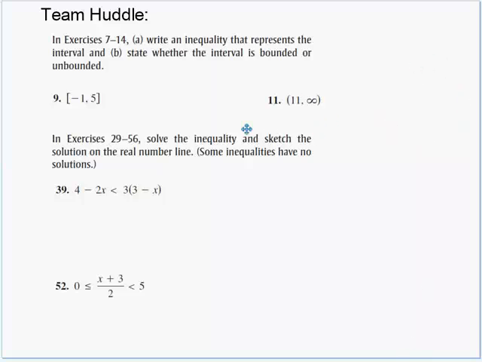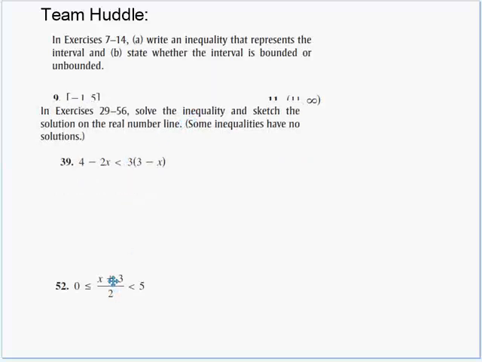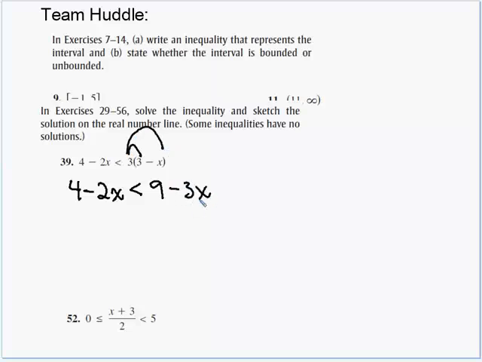Okay, enough with the easy stuff. Let's move on to something a little better here, number 39. We want to solve this, and I noticed right off the bat I have grouping symbols. I have a 3 that needs distributed. So the 4 minus 2x stays for now, less than, distribute the 3. 3 times 3 is 9. Minus 3 times x is 3x.